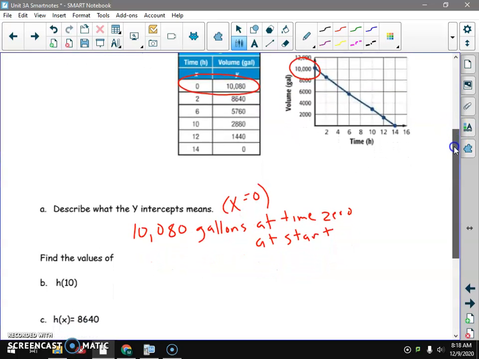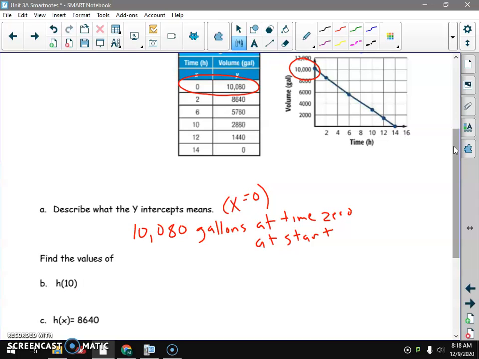All right, now we're back to some math talk. H of 10 equals. We love this. We've been doing it for a long time. We put our equal sign, our great wall of algebra, our x equals y equals. The 10 is on the x side. I'm going to go to my table. There it is right there. So y equals 2880. We gave you the y, you give us the x, so circle it.